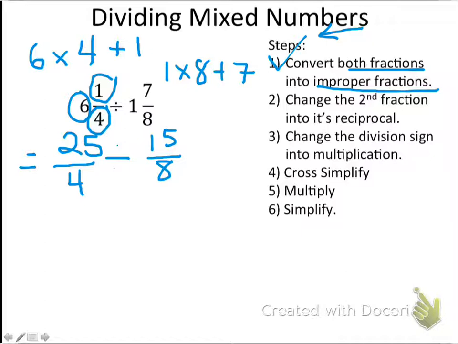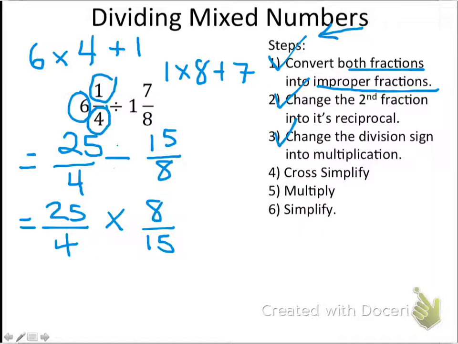Step 2, change the second fraction into its reciprocal. Remember reciprocals, we talked about them yesterday. Reciprocals are two fractions that when you multiply together, you get the number 1. You can find the reciprocal by flipping the fraction. So this will become 25 over 4, then we have 8 over 15 over here. Change the division sign into multiplication, so this becomes multiplication.